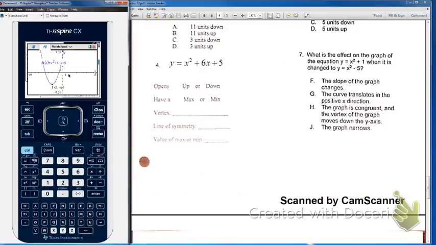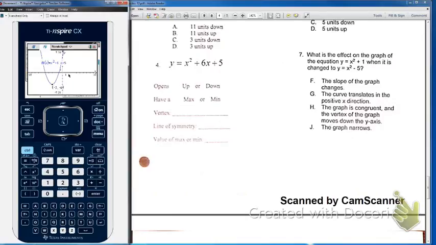So, does it open up or does it open down? Up. Does it have a minimum or a maximum? Okay. And what's my vertex? Negative 3, comma negative 4. And my axis of symmetry? X equals negative 3. And my value of my minimum is y equals negative 4. It's simple, right?